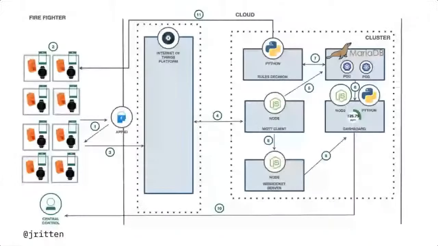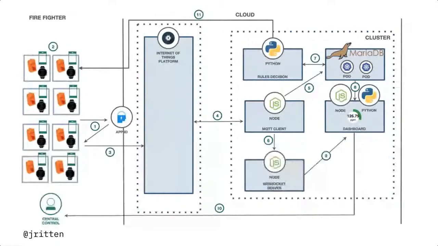Here we go. It takes a couple of seconds for the slide to settle down, and you can read the text here. But basically, on the left are the firefighters. They're wearing their Prometeo devices, shown here in the orange color. They also carry with them a watch and a smartphone, and that's how the device talks to the IoT platform.